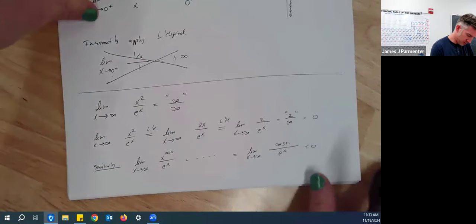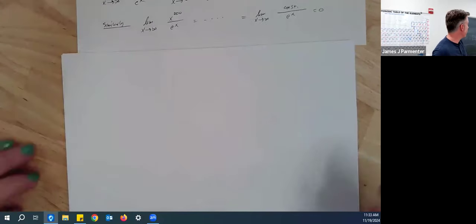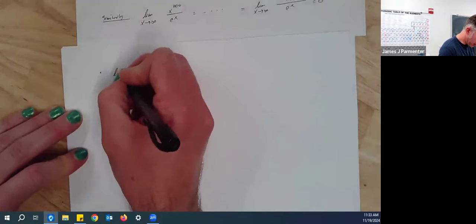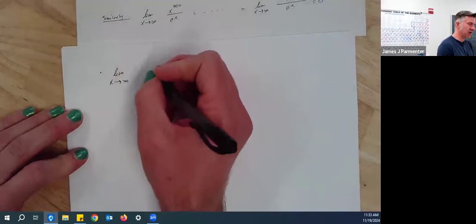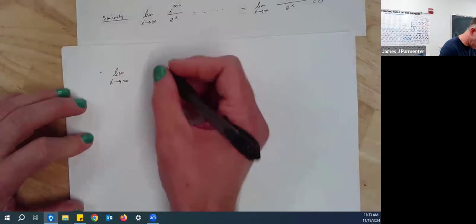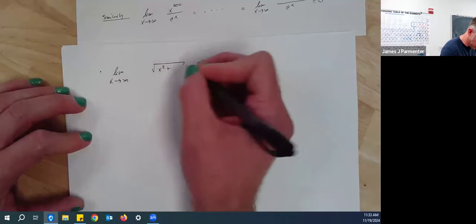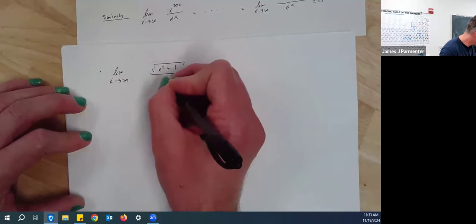To answer your question, which is a very good question, so I can remember the example I'm thinking of, I believe it's something like the limit as x goes to infinity of, let's see, I believe the one I want is the square root of x squared plus, it doesn't really matter, over x.